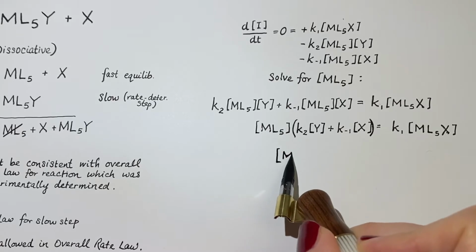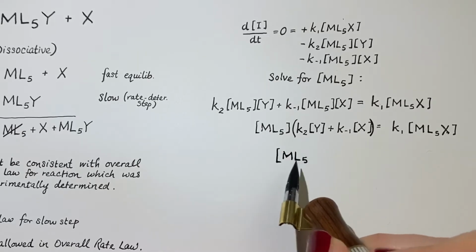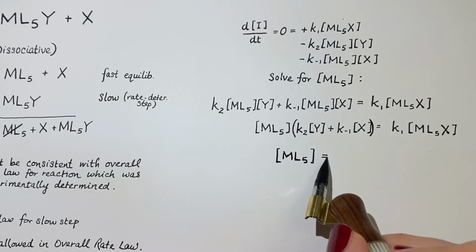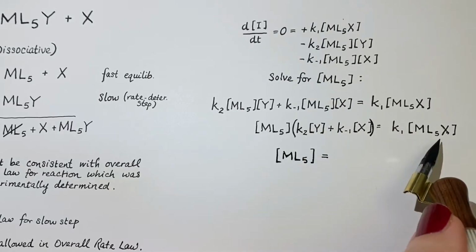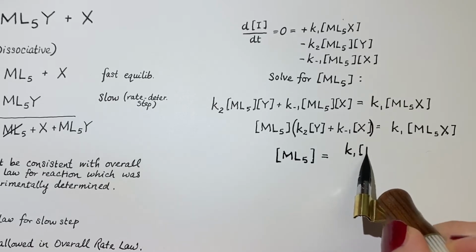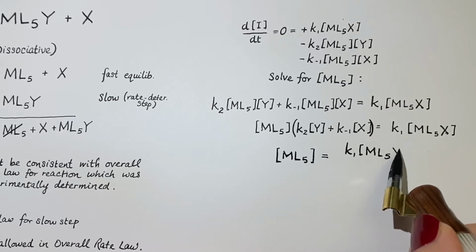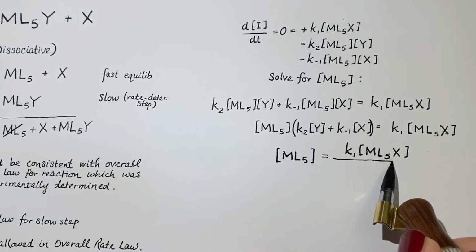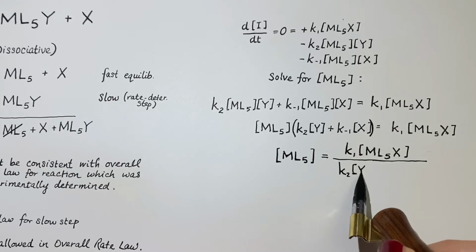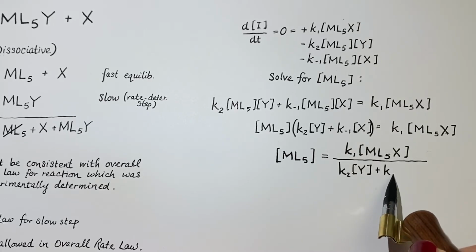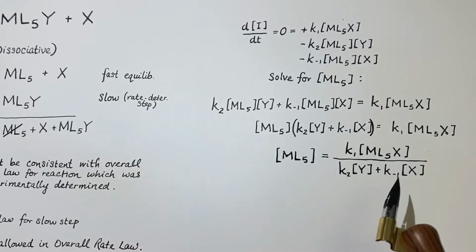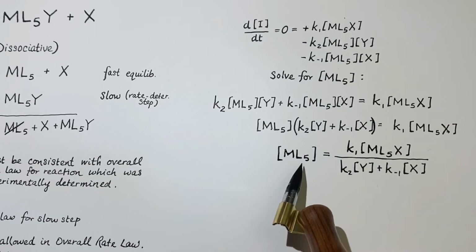Okay. Because we're trying to solve for the intermediate ML5, now what we can do is take this and divide both sides by that. We end up with ML5 equals k1 ML5X over k2Y plus k minus 1 X. Beautiful.